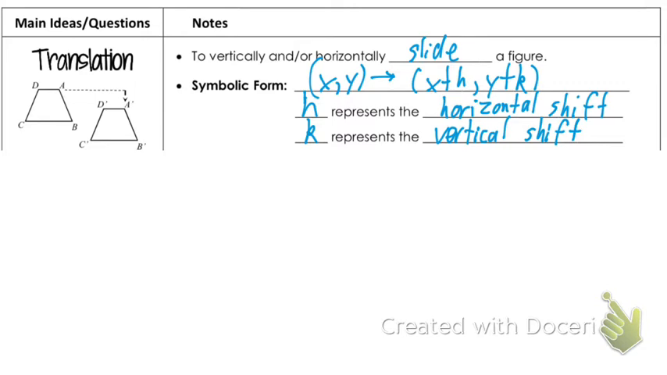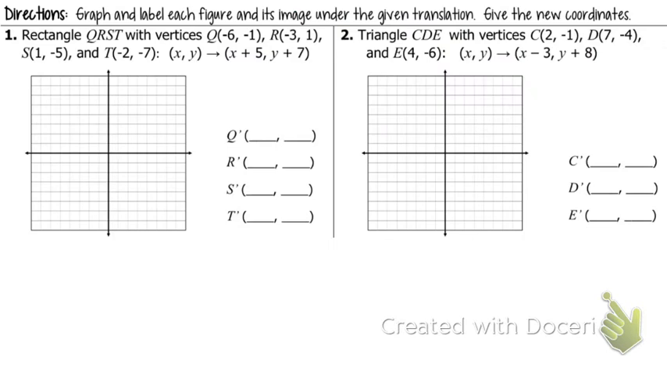So we take whatever our horizontal is, we put it with the x. Why would horizontal go with x? Because x runs left and right. It runs horizontally. Why would the vertical go with the y? Because it goes up and down, okay? So we're not putting the horizontal with the y. That'd be weird, wouldn't it?